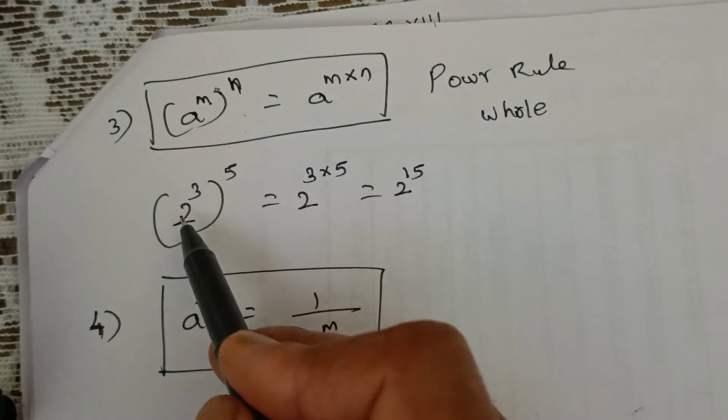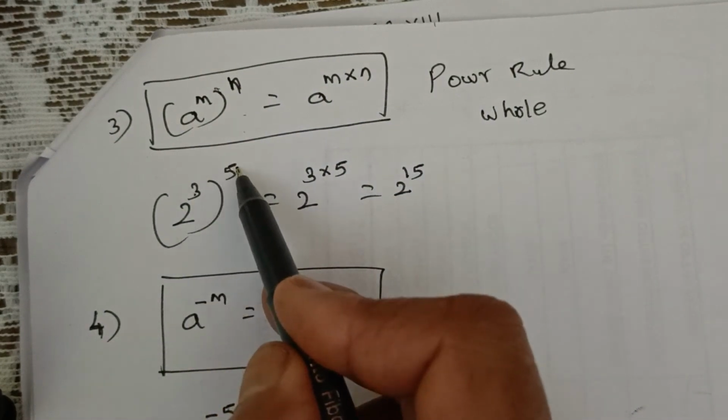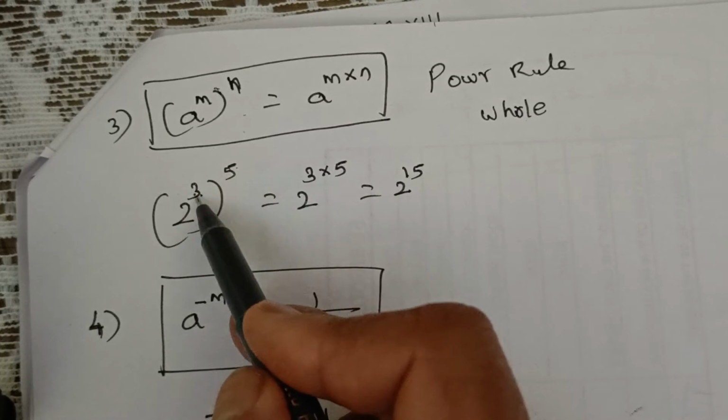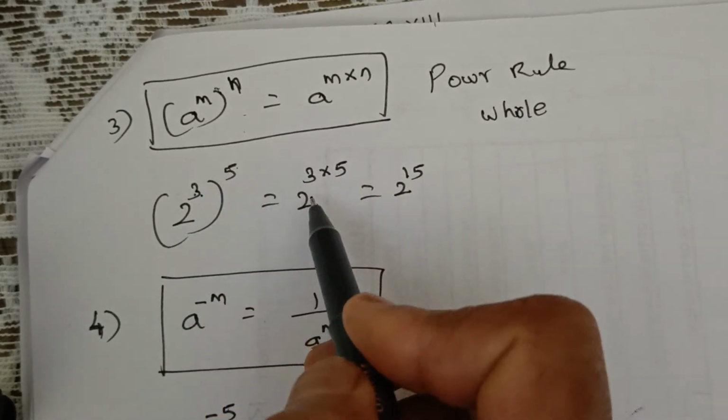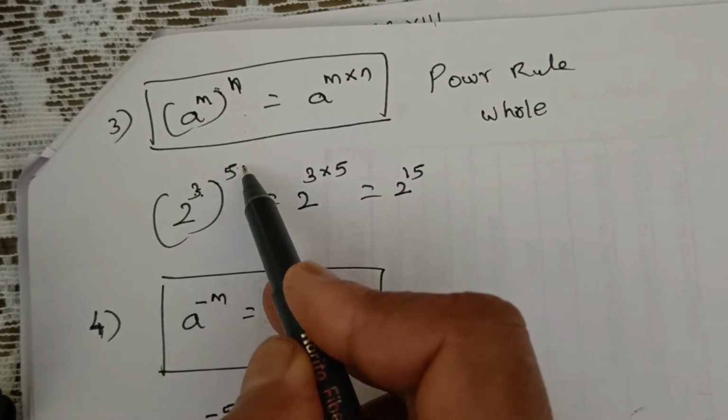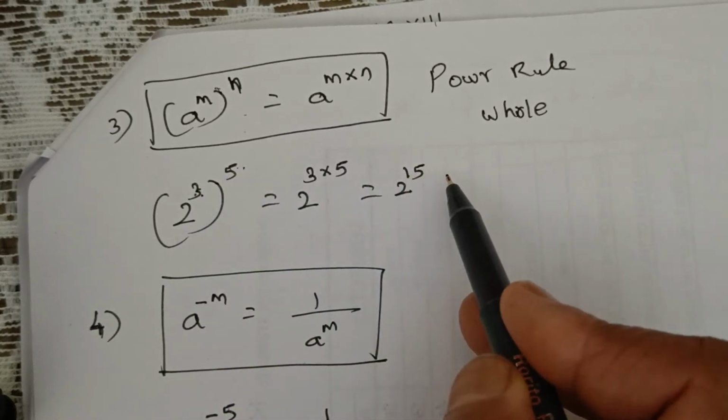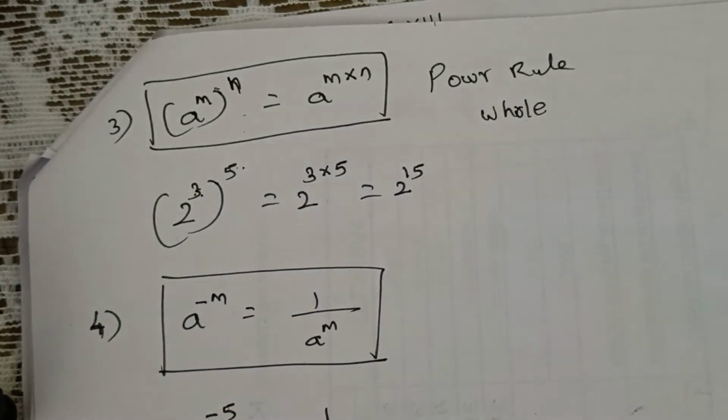Look at this example. 2 power 3, the whole power 5. There are two powers. How to change it into one power? Multiply both the powers. 2 to the power 3 into 5. It is 2 power 15. So this is called the power rule.